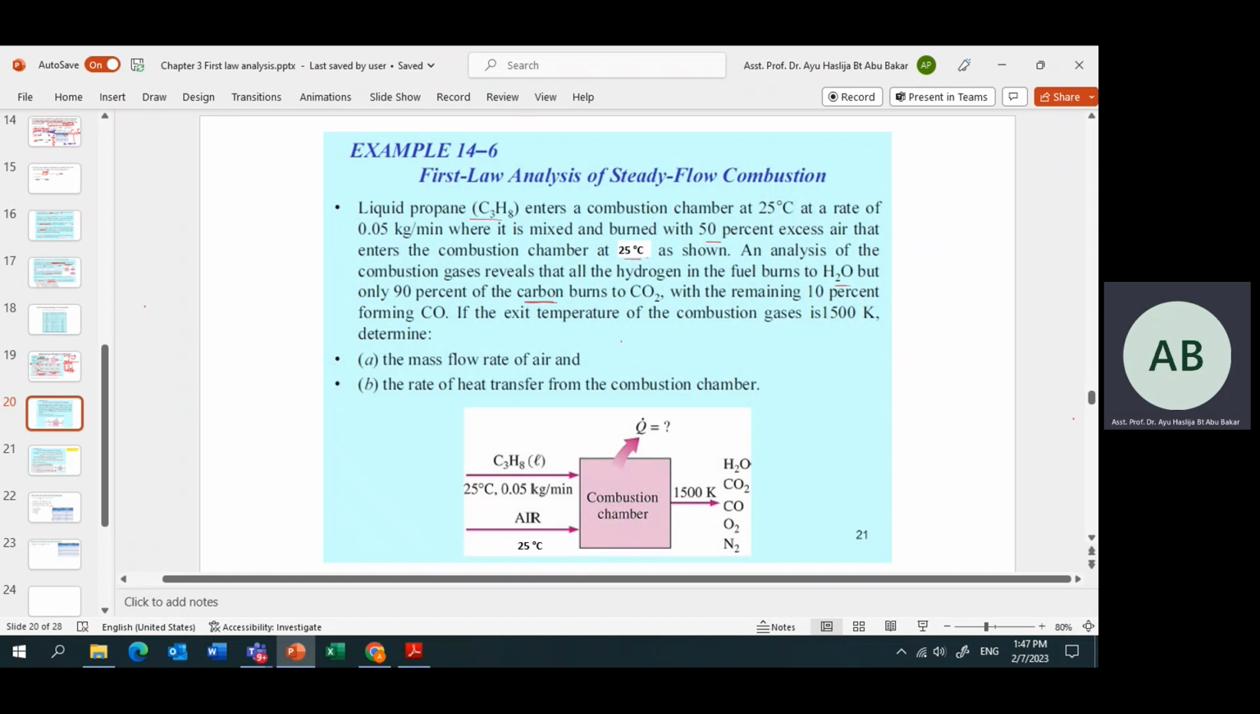Now we try to do this example where you have liquid propane as your fuel. Liquid propane enters a combustion chamber at 25 degrees C at a rate of 0.05 kilojoule per minute, the rate of the fuel. Okay, and it is mixed and burned with 50% excess air that enters the combustion chamber at 25 degrees C.